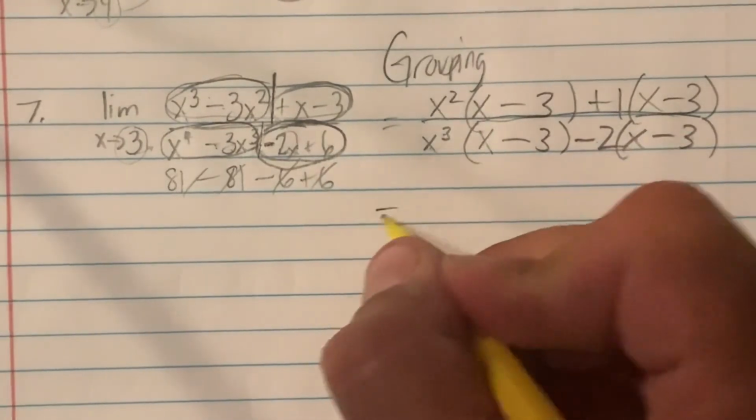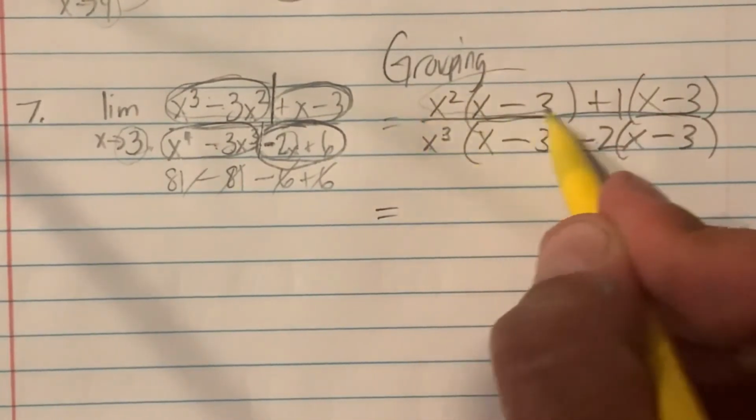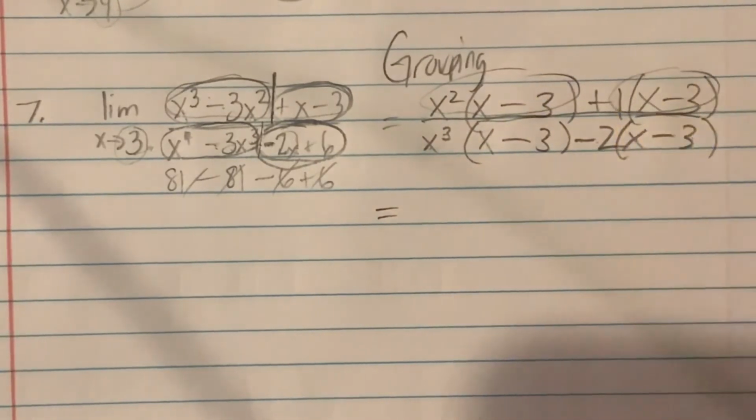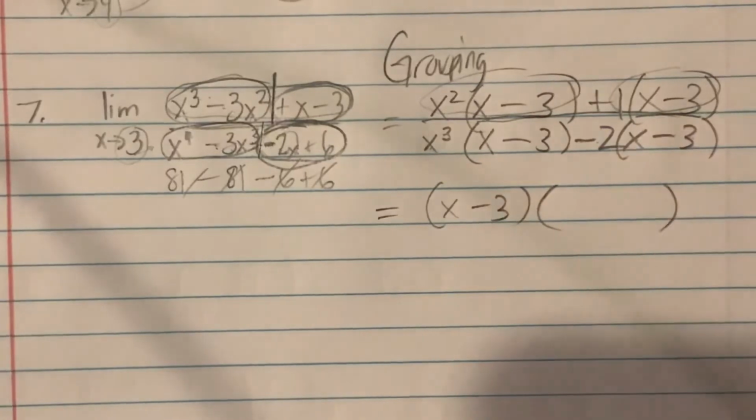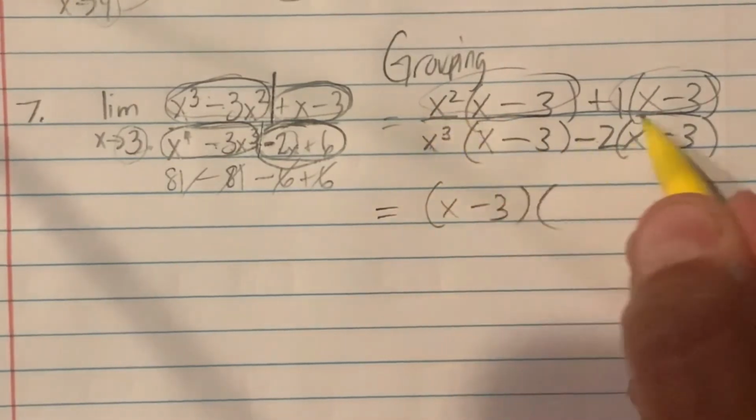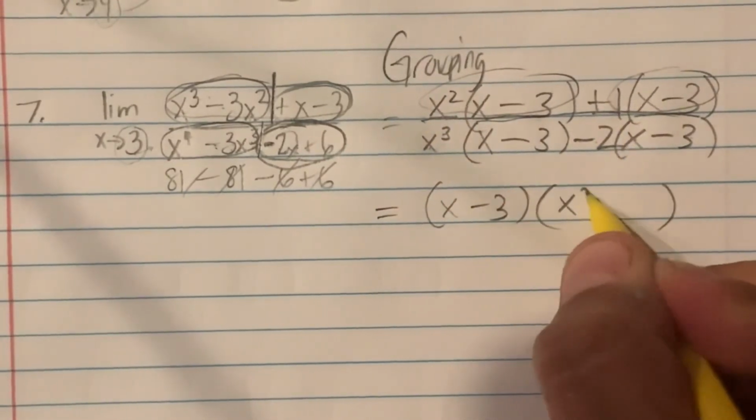Now, my grouping says, in my first group I have an x minus 3. In my second group I have an x minus 3. So that factors as x minus 3 times something. Well, if I take the x minus 3 out, what's left? An x squared plus 1, so that's my other factor.